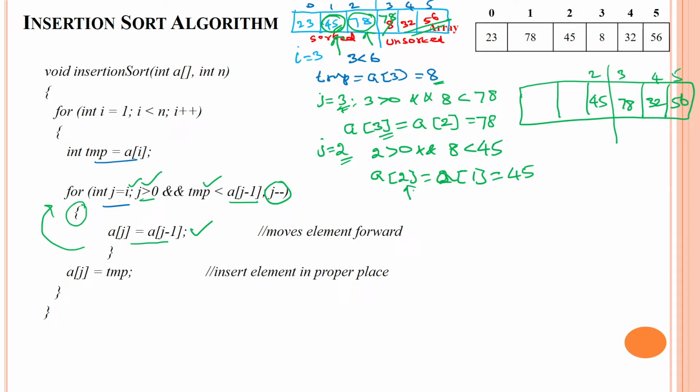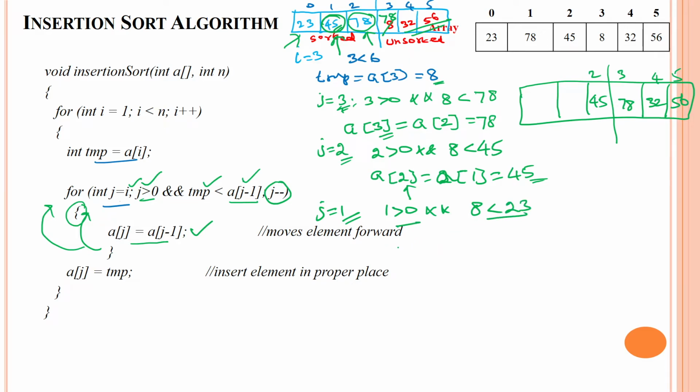Now the second location is written with the 45. Then j is decremented by 1, so j equals 1, and 1 is greater than 0. Then what is the temporary? 8. Is 8 less than a of 0? Here 8 is less than a of j minus 1, so j value is 1, 1 minus 1 is 0, a of 0 is here 23, so 8 less than 23, yes, it is also true, so both are true.